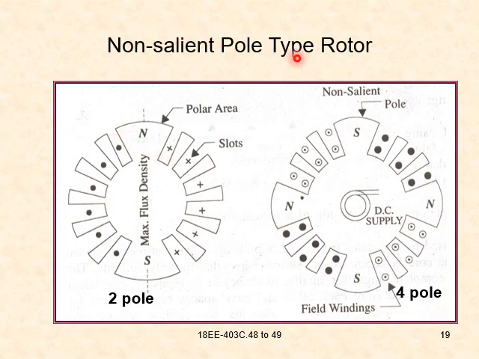So differentiating the poles in non-salient will be observed in this way. Whereas in salient, nothing but projected poles, you can observe the poles very clearly. However many poles are projected, that many poles are present. But in a non-salient pole type of rotor, there will be a pole area, and that pole area will act as a number of poles. Here there is a pole area and here it is, so it is a 2 pole machine. And you can see here pole areas are 4, so it is a 4 pole machine.